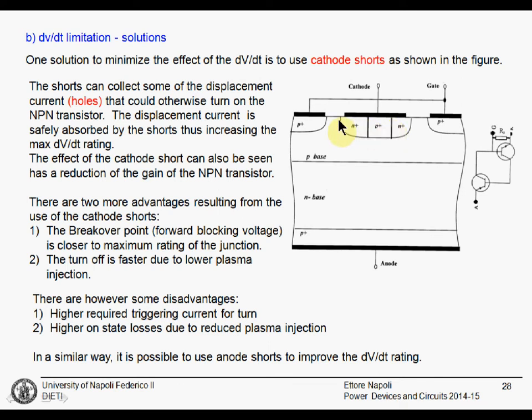The actual structure of the device is slightly different. You have the conventional 4-layer structure with the N plus, P base, N base drift region, and P anode. In addition, you have these holes, let's say, in the cathode that are shorts between the cathode and the base.